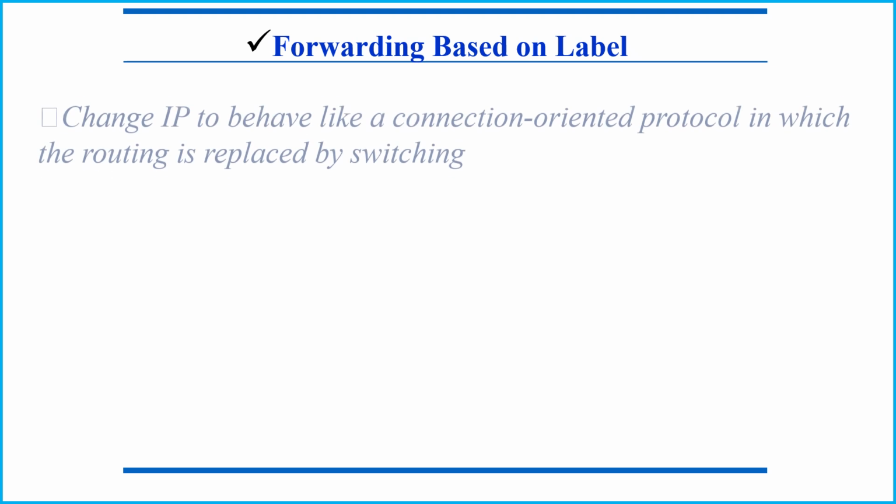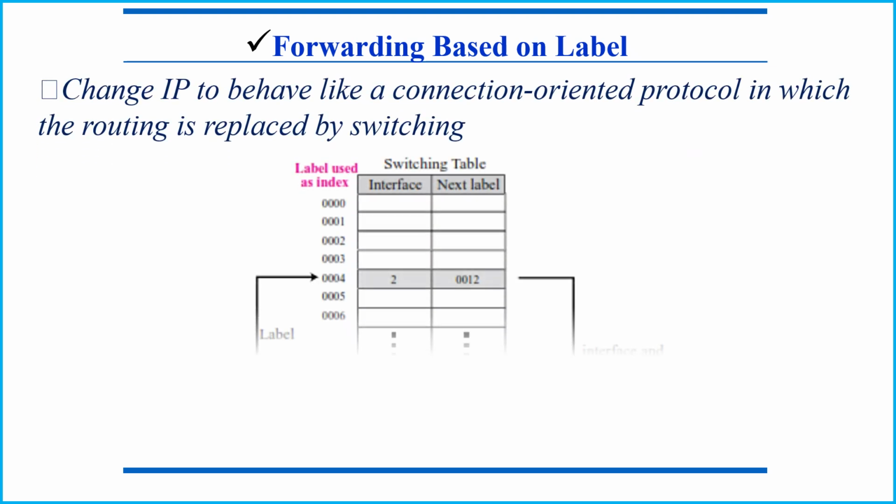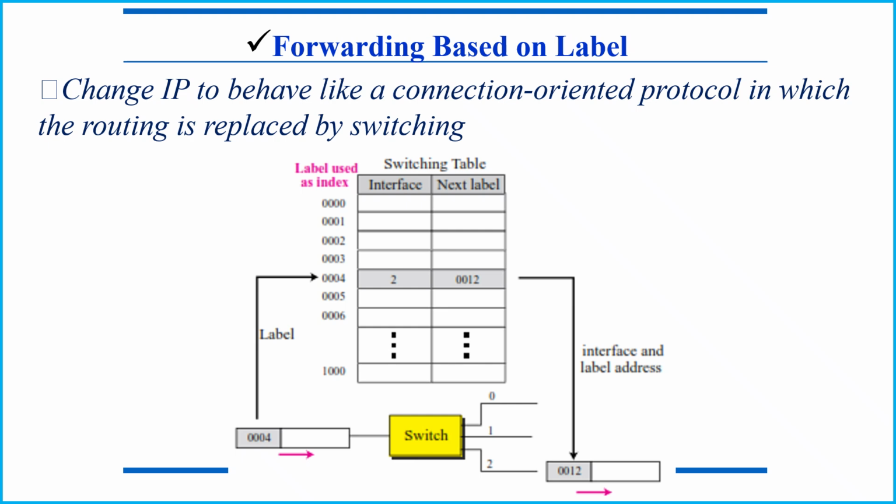So here we are seeing forwarding based on a label method. This changes IP to behave like a connection-oriented protocol in which the routing table is replaced by a switching table. In this picture we can see a simple example of using a label to access a switching table. Since the labels are used as an index to the table, finding the information in the table is immediate and very easy. So here we replace the normal existing routing table with the new concept of a switching table. Each and every host and node is assigned a label, and when forwarding, these labels are used.